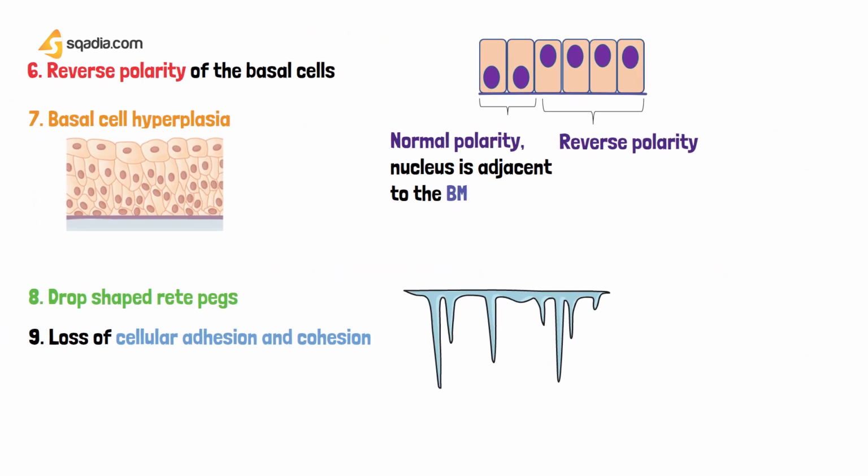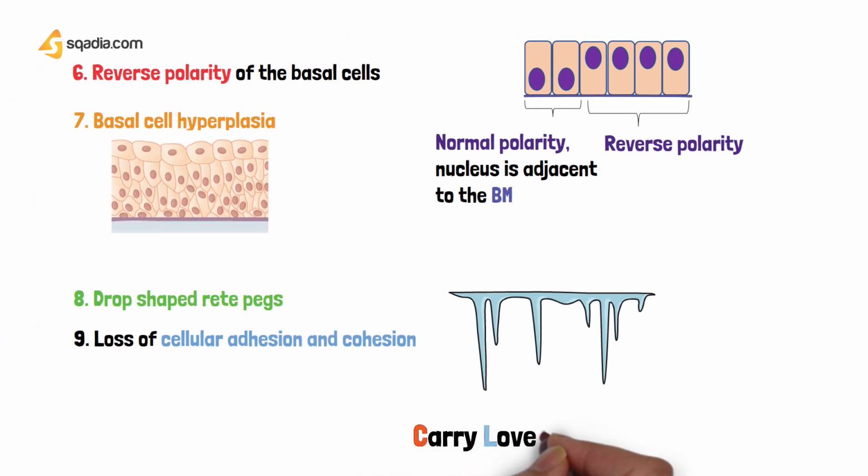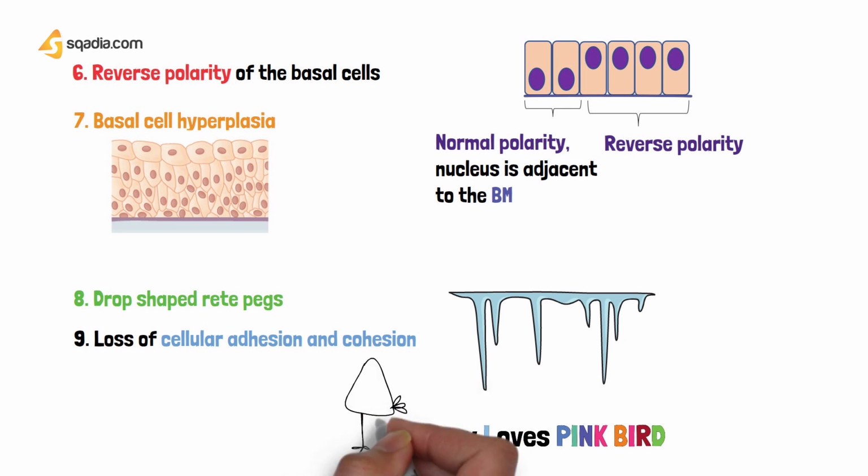Now, to remember all these cellular features, there is a simple mnemonic. Carrie loves pink bird. So guys, just remember this mnemonic and you'll be able to memorize all these features.